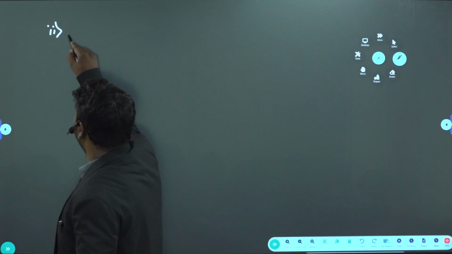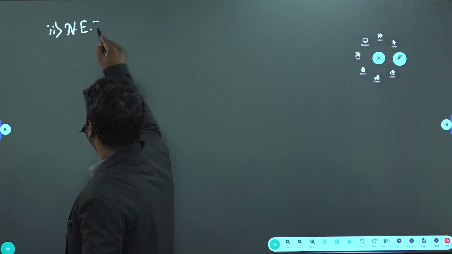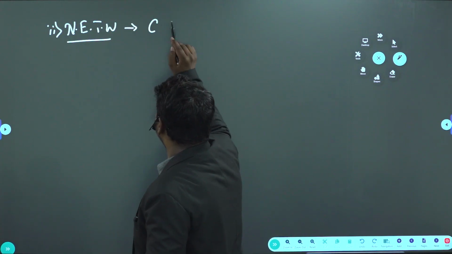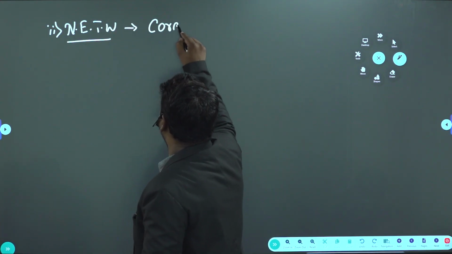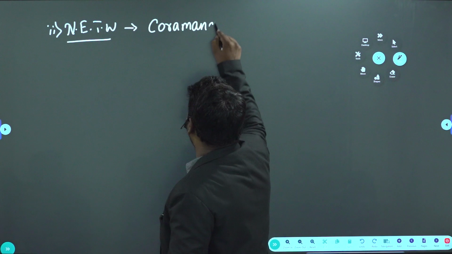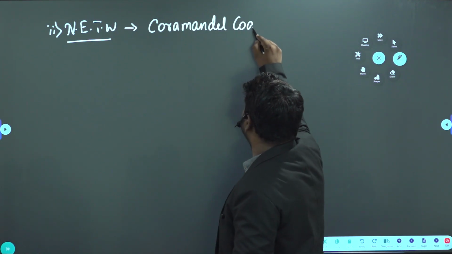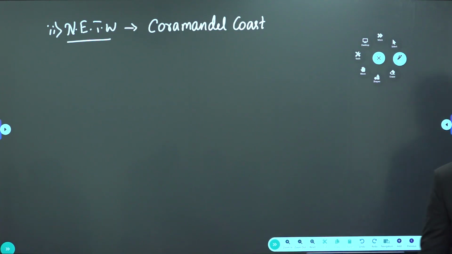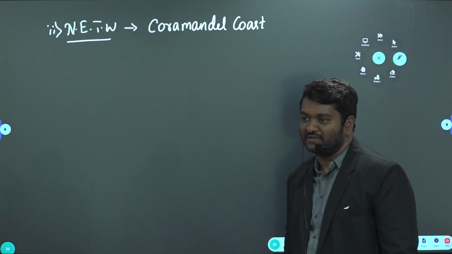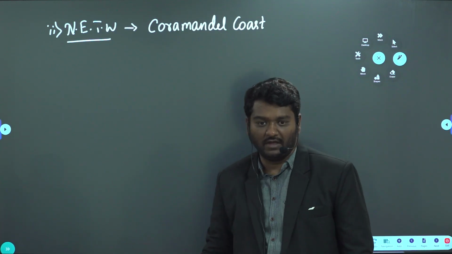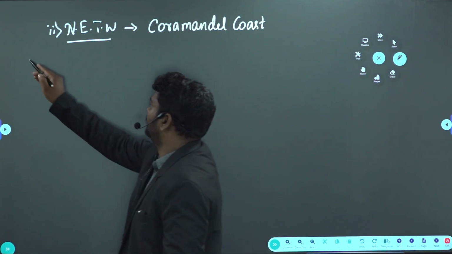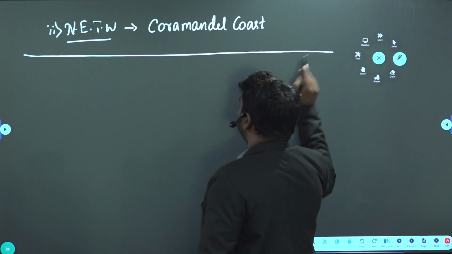Second, when we take northeast trade winds, they give rainfall to the Coromandel coast. Again, this can be a question. Which areas receive rainfall during winter season? Coromandel coast. If they want to create a mistake, they will make it Malabar coast. Okay. So Coromandel coast. These two regions receive rainfall.